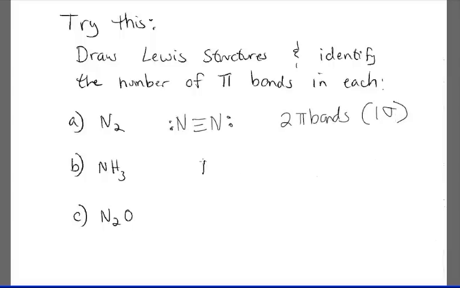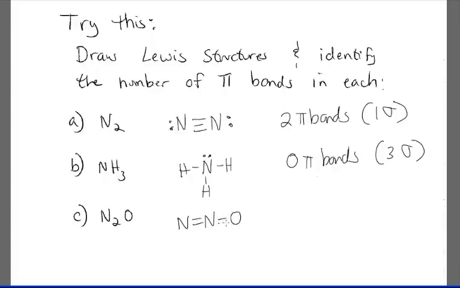For ammonia, the Lewis structure looks like this. They're all sigma bonds. There are no pi bonds. But in this molecule you have three total sigma bonds. All right, in N2O you would have N, N, O, and you'll have double bonds between them. So in each of those two bonding positions, you're going to have one pi and one sigma, which means in the molecule overall, you have two pi bonds and two sigma.